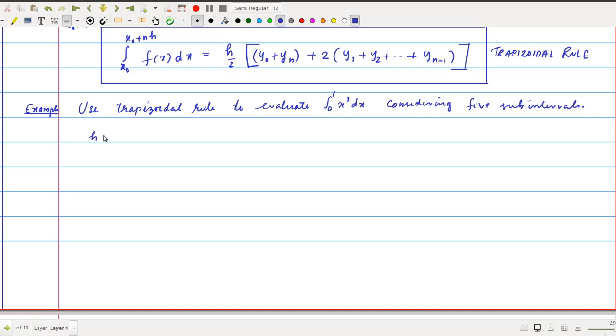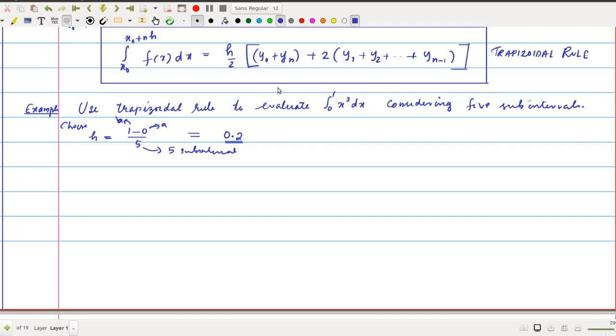How will you evaluate h? Define h as (1 minus 0) divided by 5, where 5 stands for the 5 subintervals. This is our a, and this is our b, so b minus a by n is the value of h. Then this is 1 by 5, that is 0.2. So in our discussions for this question, we have h equal to 0.2.